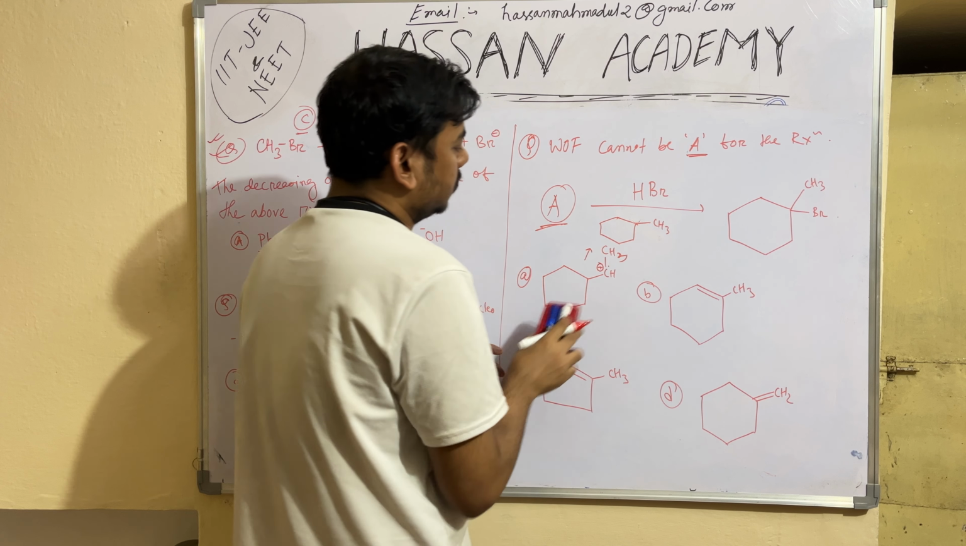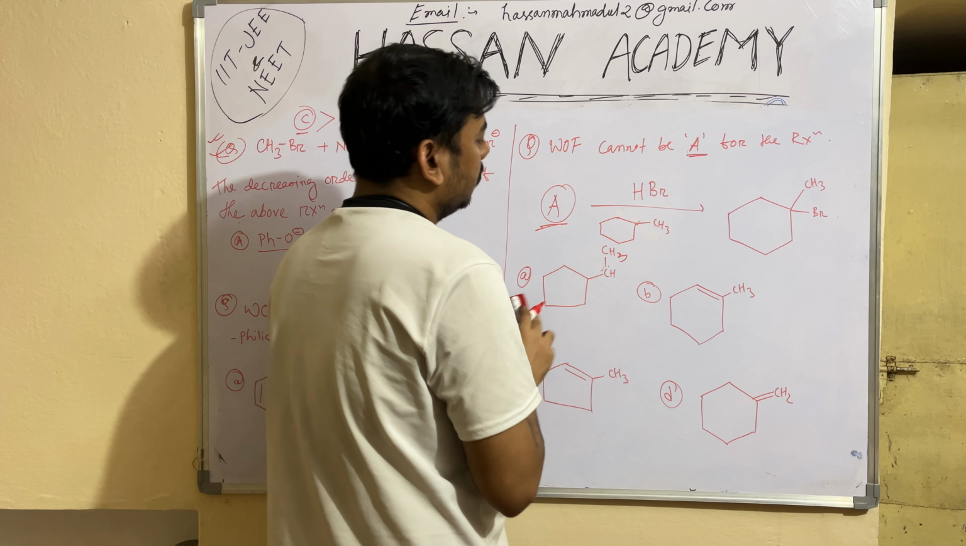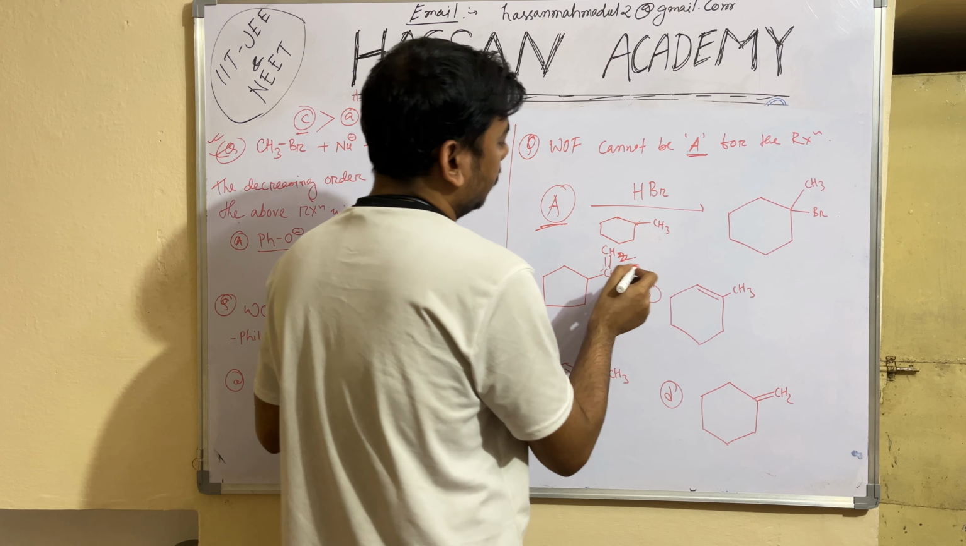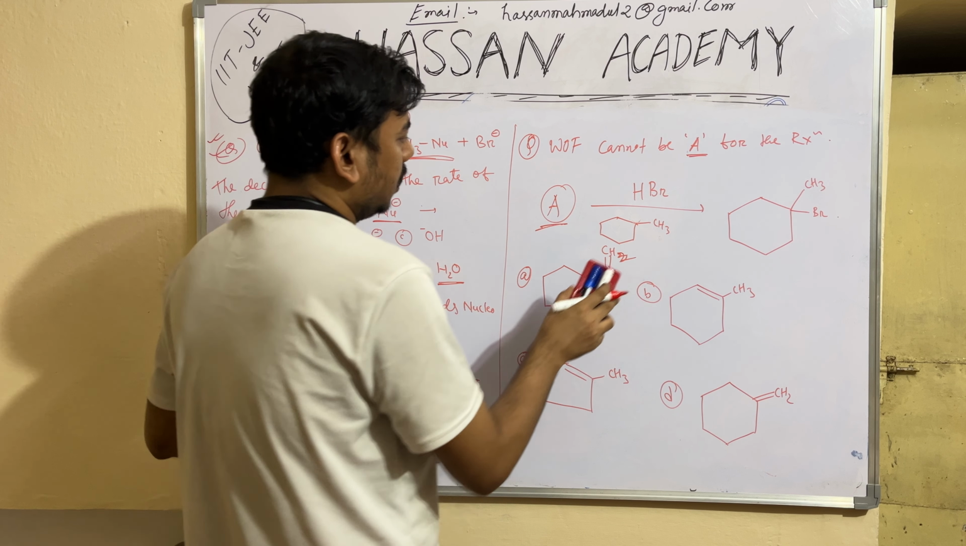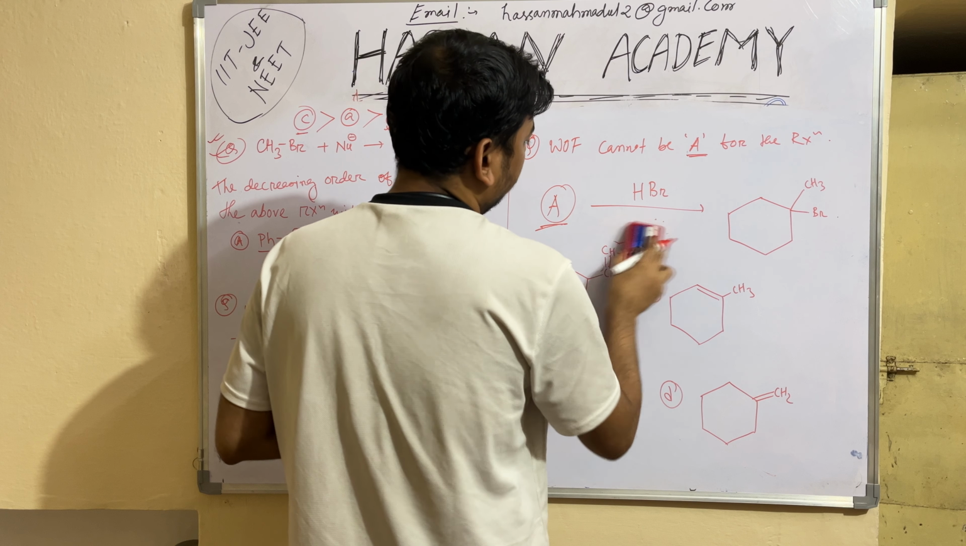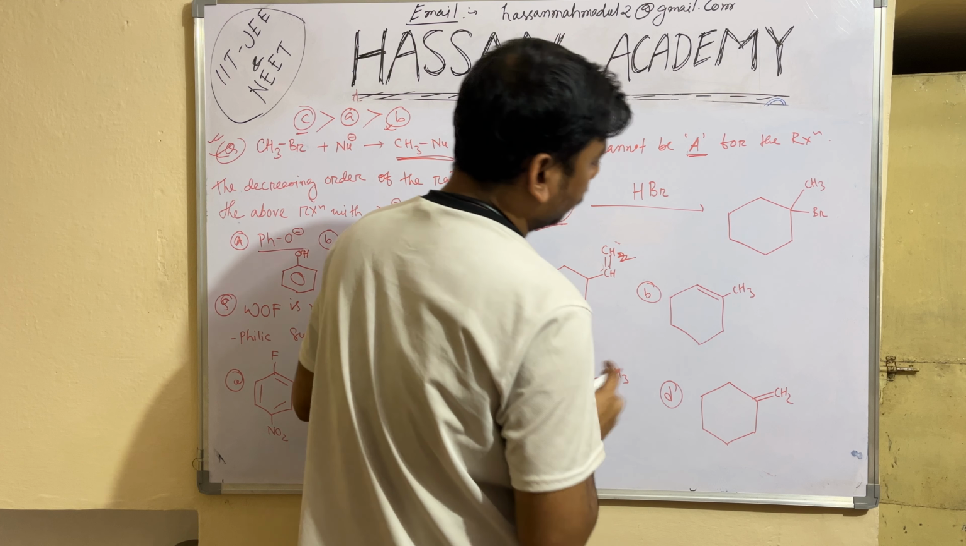So first of all, here the double bond is absolutely okay. If they keep it like this, it can be okay. So A cannot be our answer. Which one cannot be, that is what they are asking. Okay, so let's go for B.